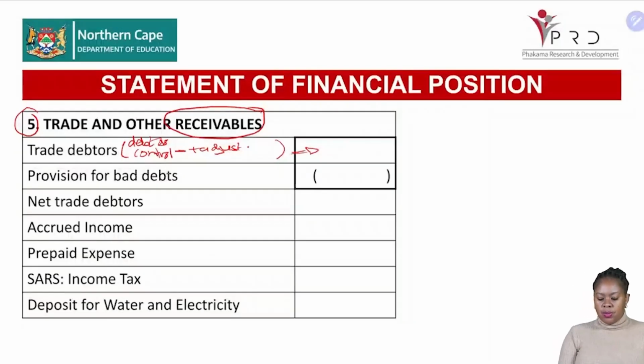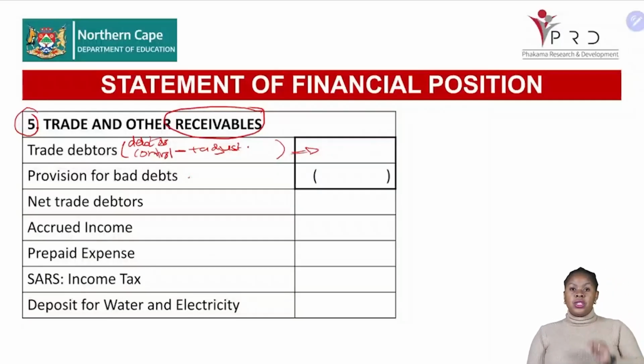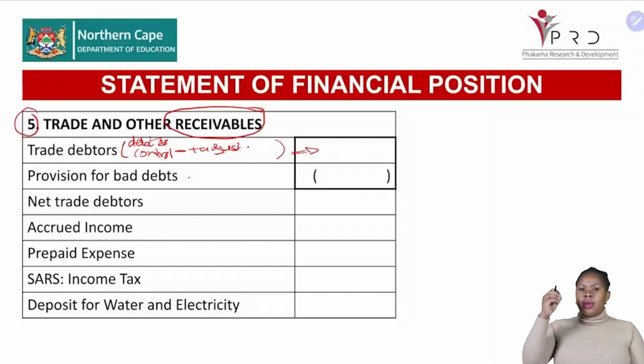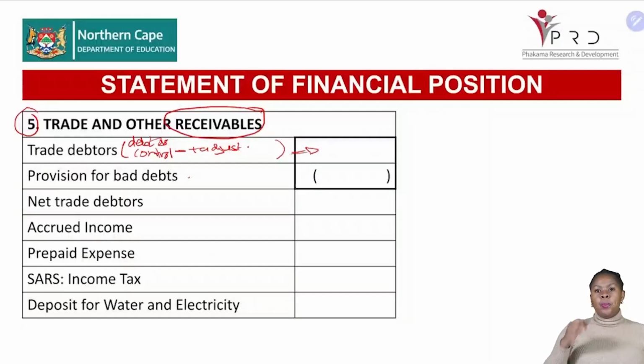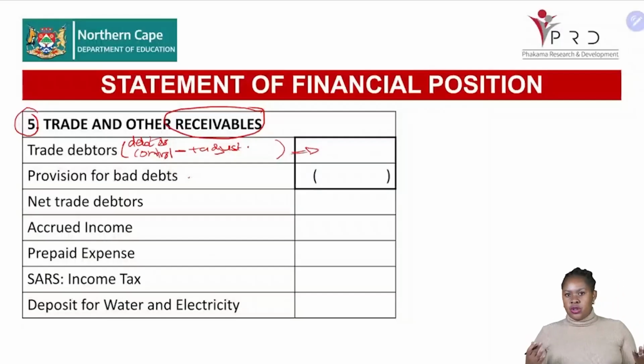Then we've got our provision for bad debts. Now, our provision for bad debts, we have the provision for bad debts provided to us by the examiner in our trial balance. That is the provision for bad debts for the previous financial year. Then the examiner will give you information that will help you to get to the provision for bad debts for this financial year. All right. So it means that you need to change the provision for bad debts of the previous financial year to be the new one for this financial year, which is the one given to you under the additional information.